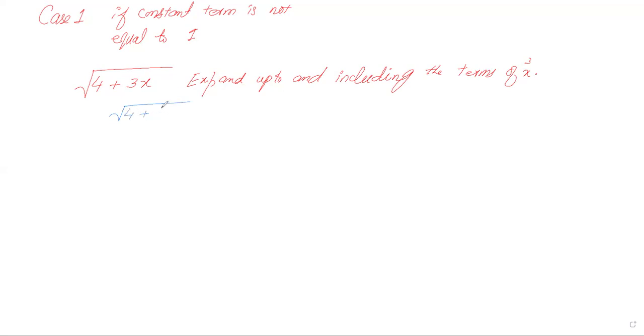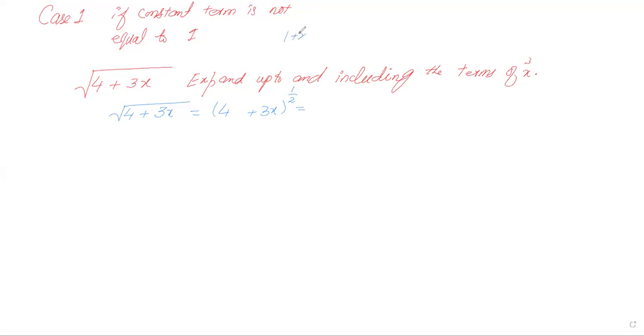4 plus 3x under root is equal to 4 plus 3x raised to power 1 by 2. I have to replace the under root in terms of exponents, and that becomes 1 by 2. But I can't apply the formula over here. What's the formula? The formula is this one.